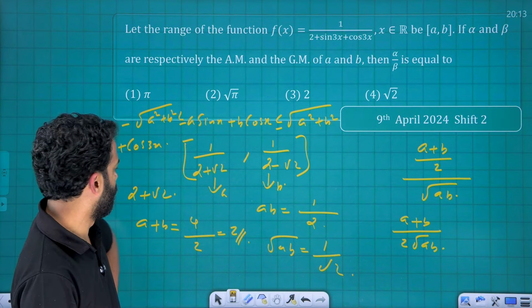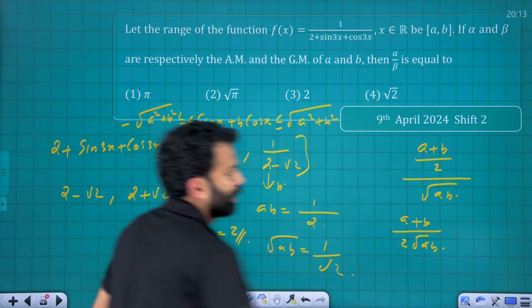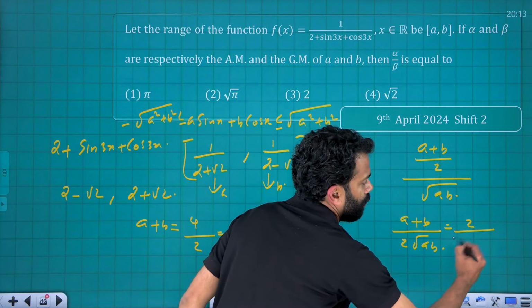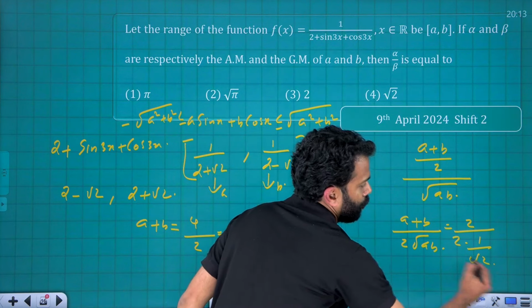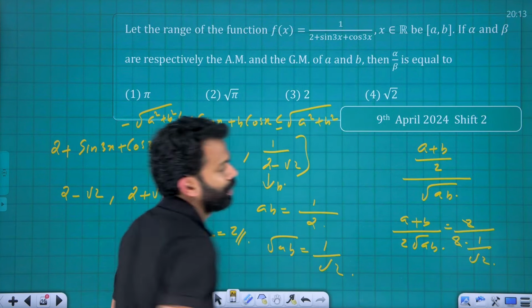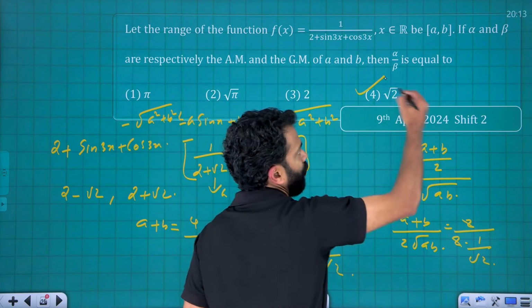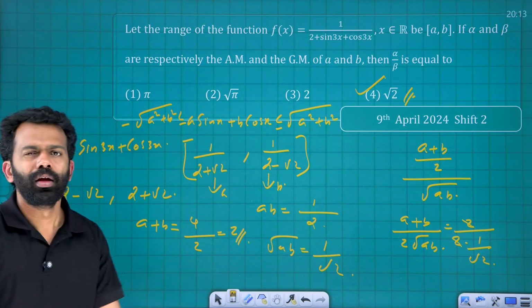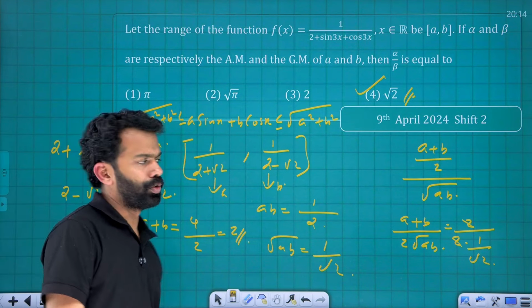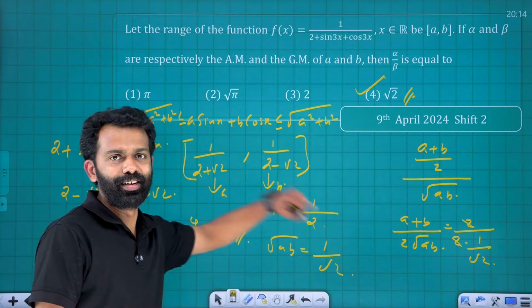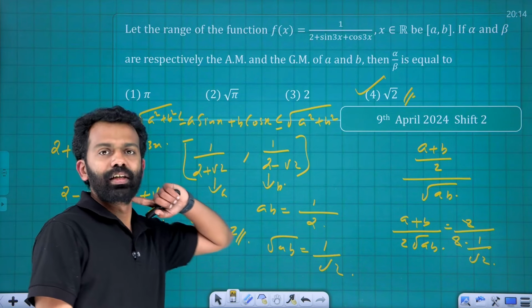So what is the answer here? What is a plus b? 2. That is 2 divided by 2 into 1 by root 2. This got cancelled and becomes what? Root 2. So root 2 is the final cut answer for this one. Okay, very easy one. Okay, and doable also. Hope you got the idea here. And next one.